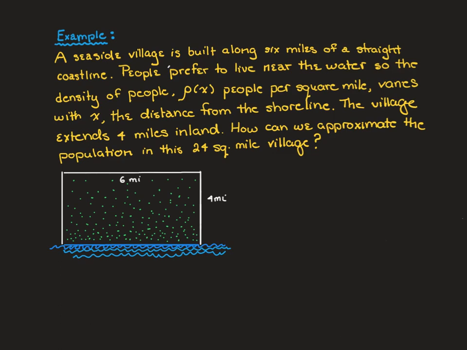People prefer to live near the water, so the density of people varies with x, the distance from the shoreline. And let's suppose this village is 6 miles in length and expands 4 miles inland. The question is, how can we approximate the population in this 24 square mile village?